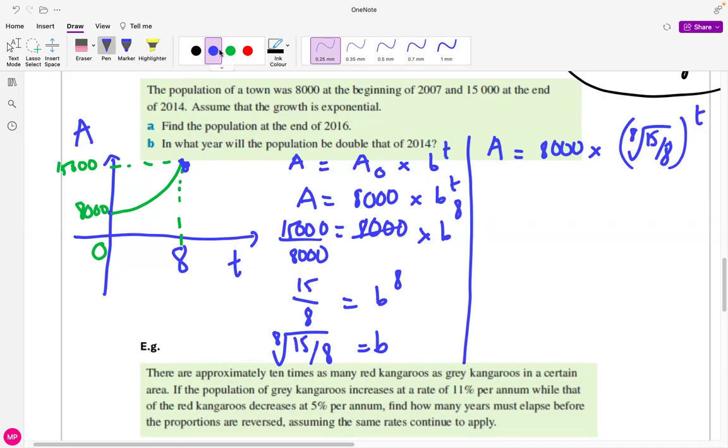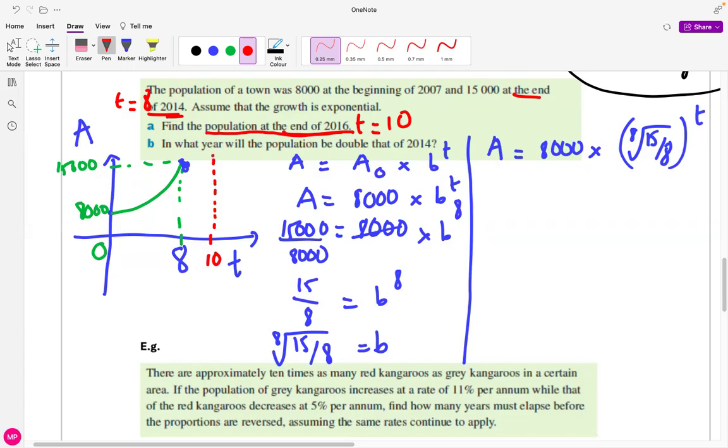Now you can answer the questions. The population at the end of 2016. The end of 2014 is t equals 8, so you just need to do 2 more years. At the end of 2016 will be 8 plus 2, which is 10. So think about 10 years here.